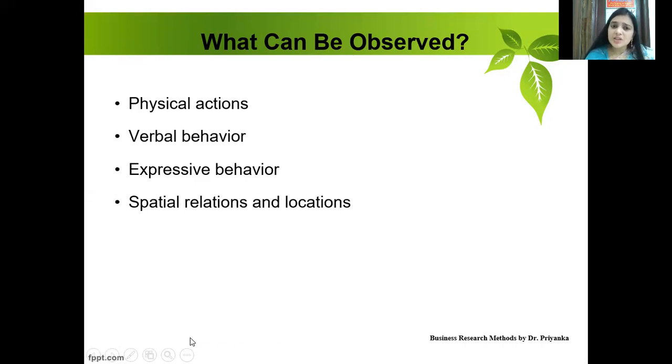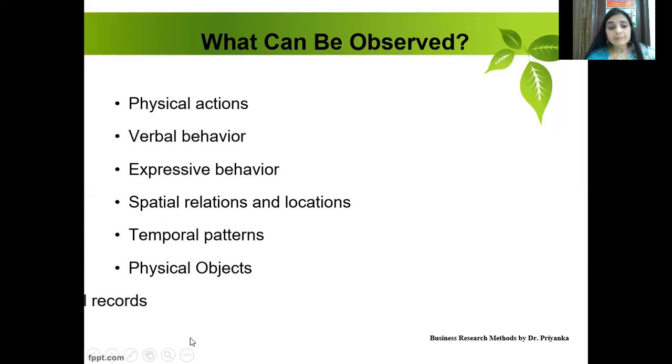Then spatial relations and locations. For example, physical distance between workers, or workers and machinery, or maybe some traffic patterns, that is also related to space. Then temporal patterns, such as the amount of time spent on shopping for something, or maybe the time required to perform a particular work task. Physical objects, for example, finished goods inventory.